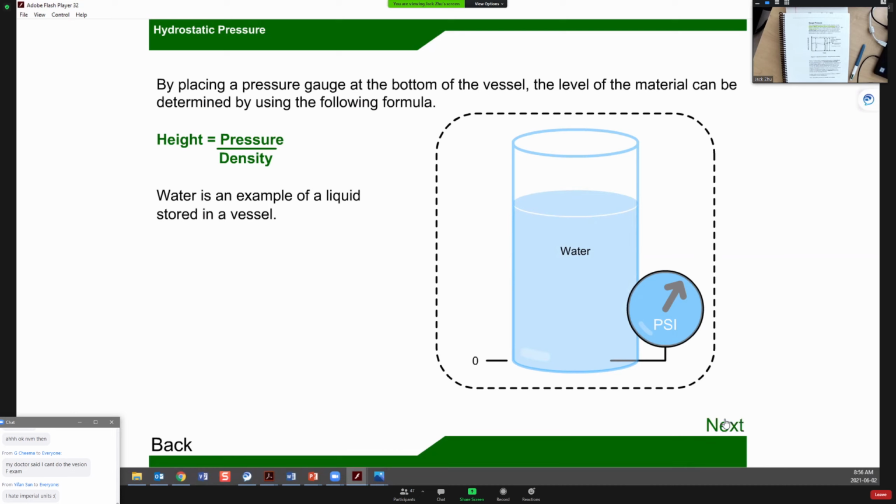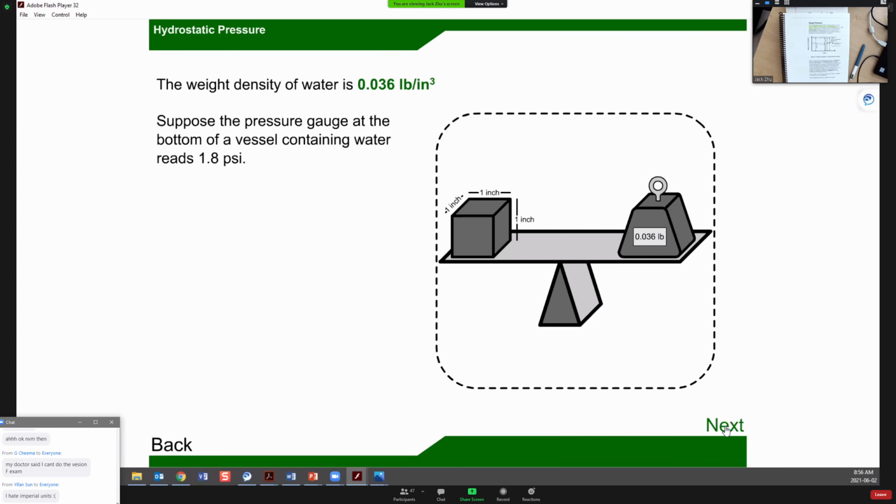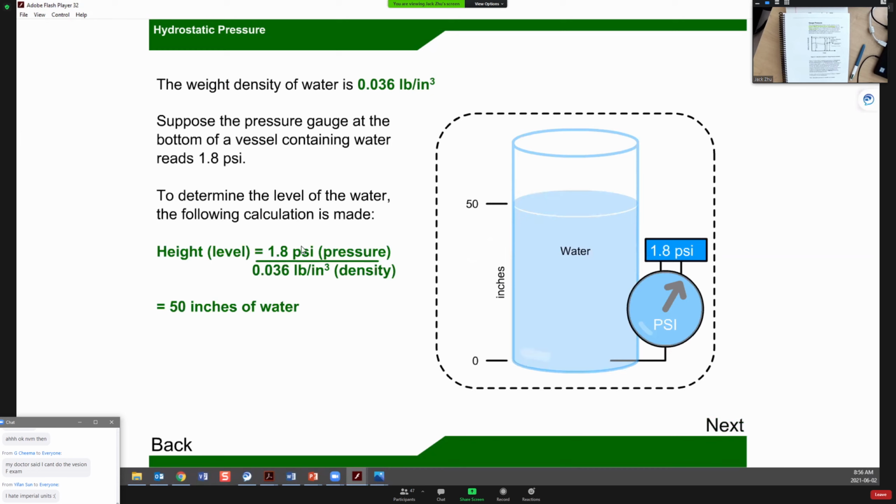They use water. Pounds per square inch, this is using the imperial unit. You don't need to worry too much, I'm not going to use that to do the calculation. Because we know the pressure and we know the density, we can find out the height of the water, or the level of the water in there.